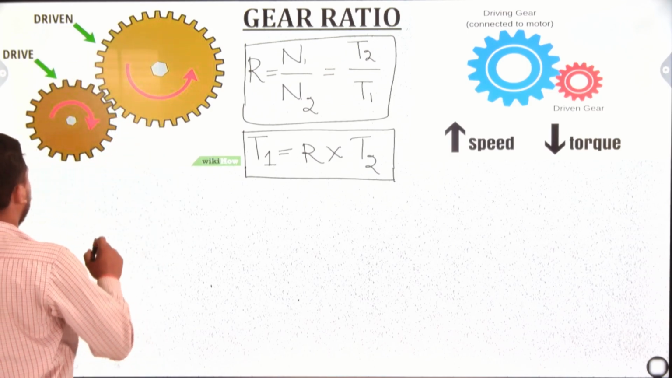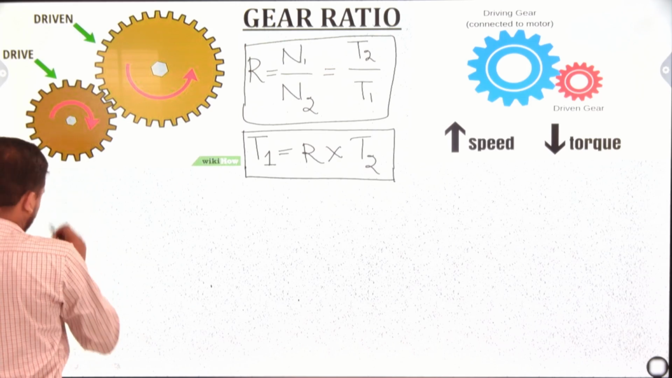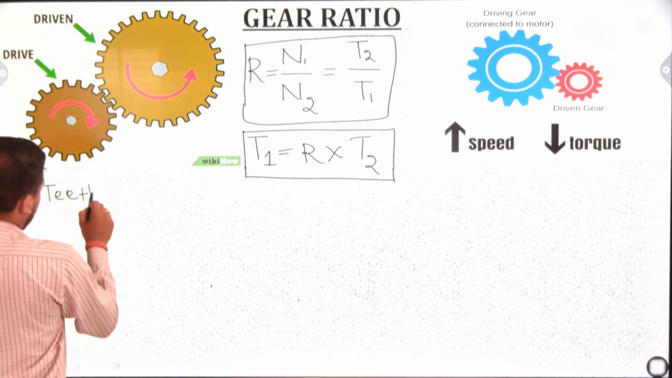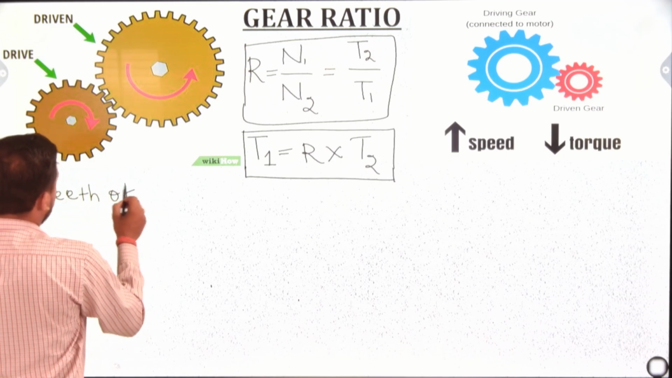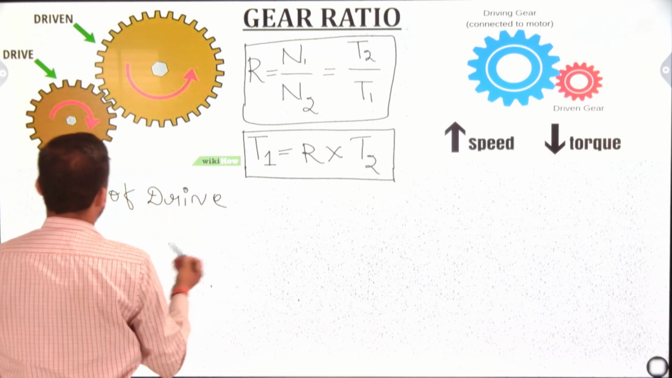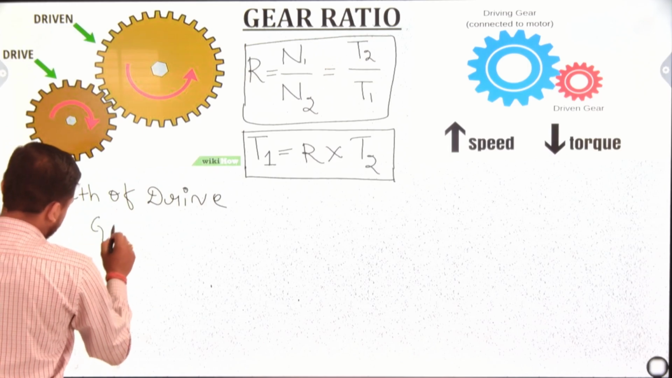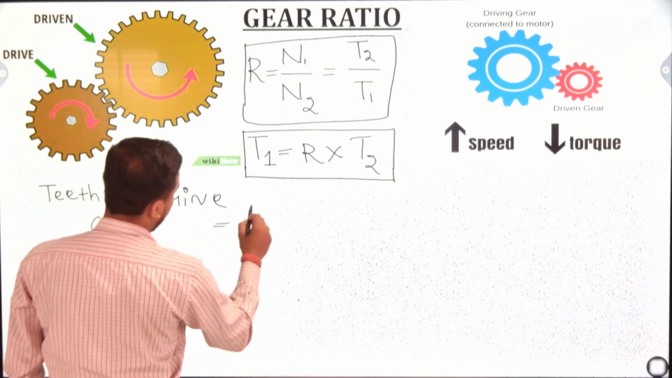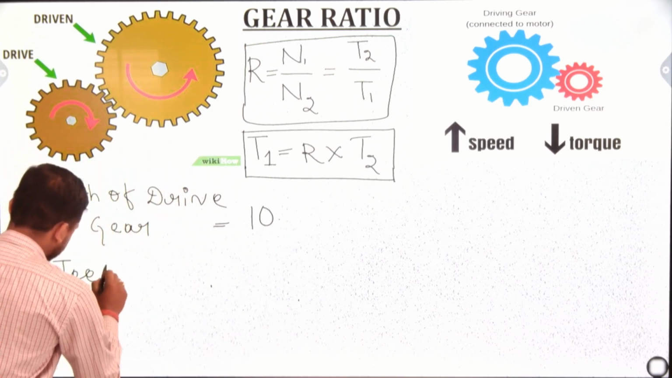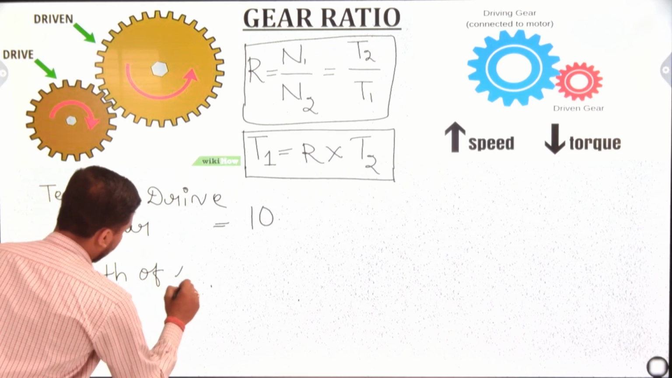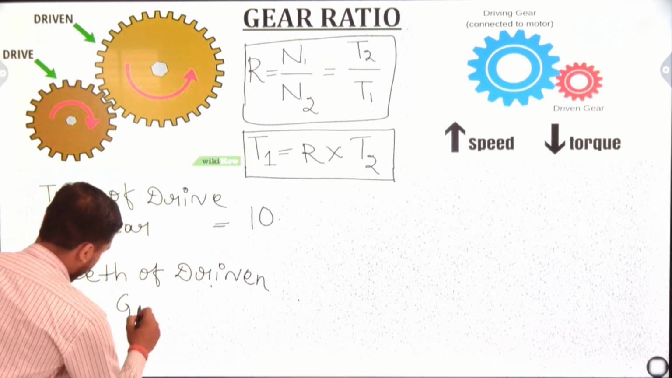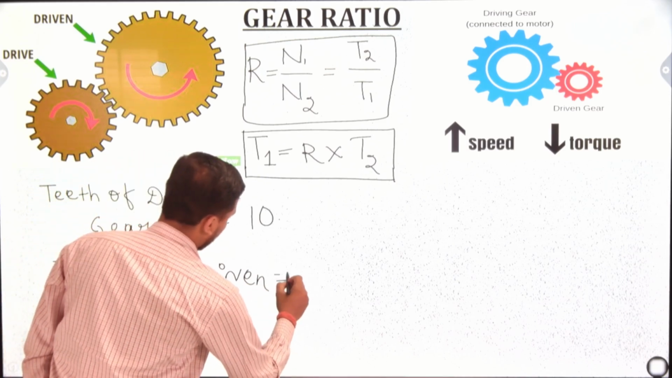Let's take one example. Let's take the teeth, or number of teeth. Number of teeth of this drive gear, let's take it as equal to 10, and the number of teeth of the driven gear is equal to 20.